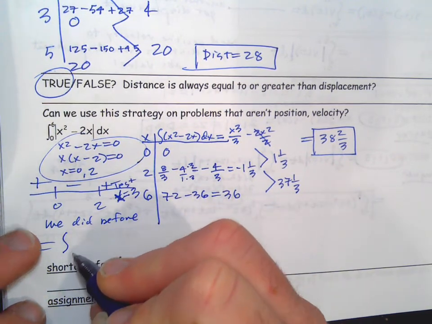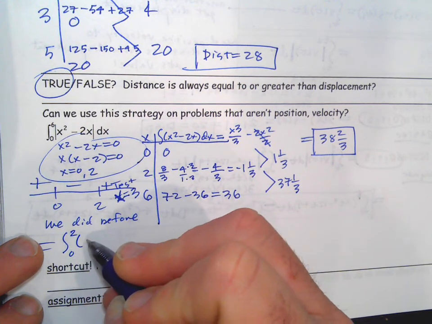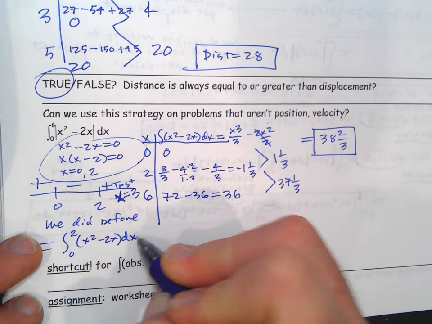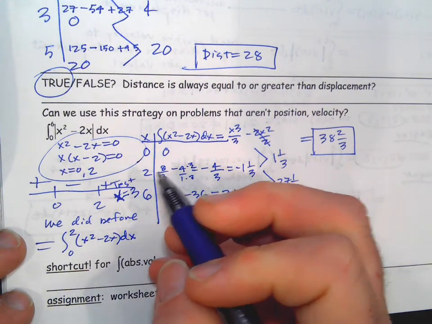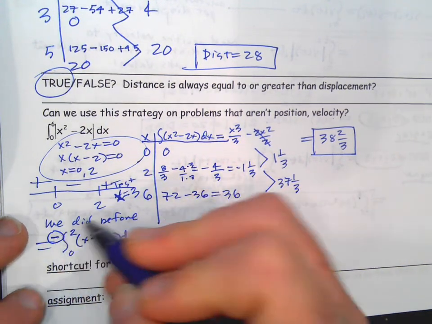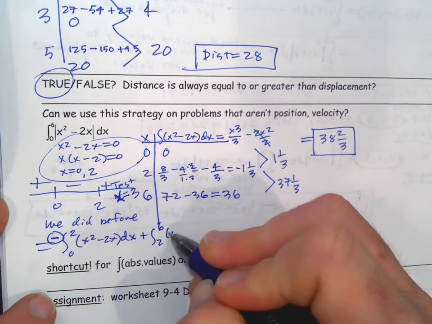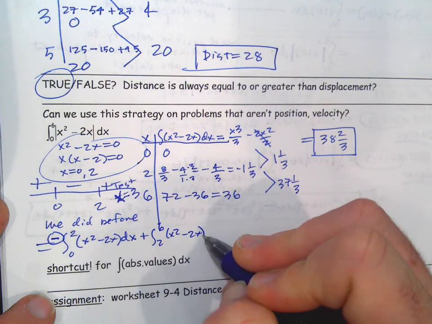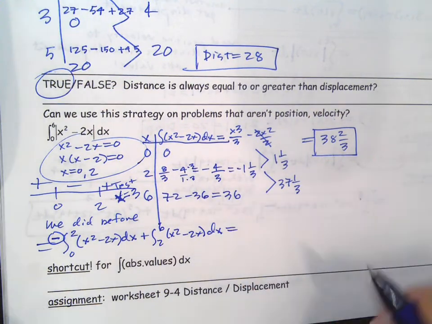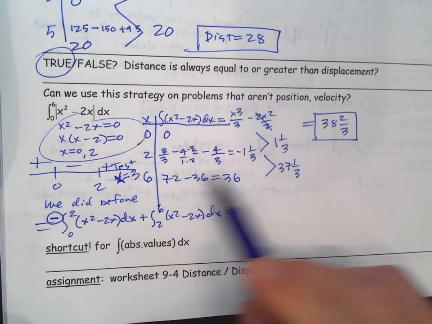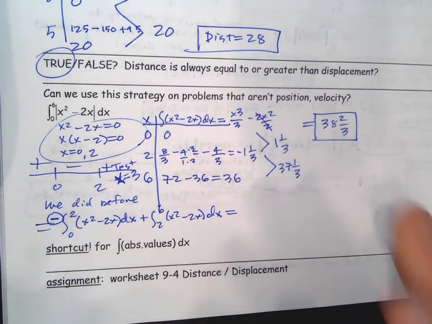So we said, okay, we've got to do 0 to 2, x squared minus 2x dx. And it's negative, so we had to fix it by adding a negative. And then we did 2 to 6 of x squared minus 2x dx, right? And then we started integrating these and plugged all these in, which is all the work we've done here, but it's just much more compact.